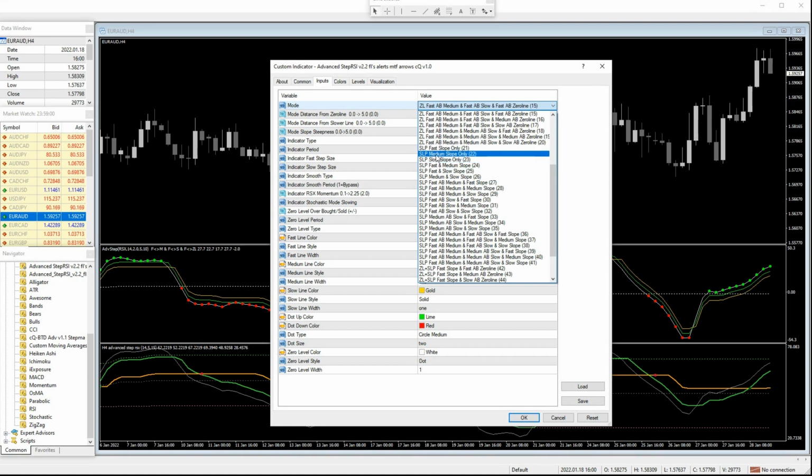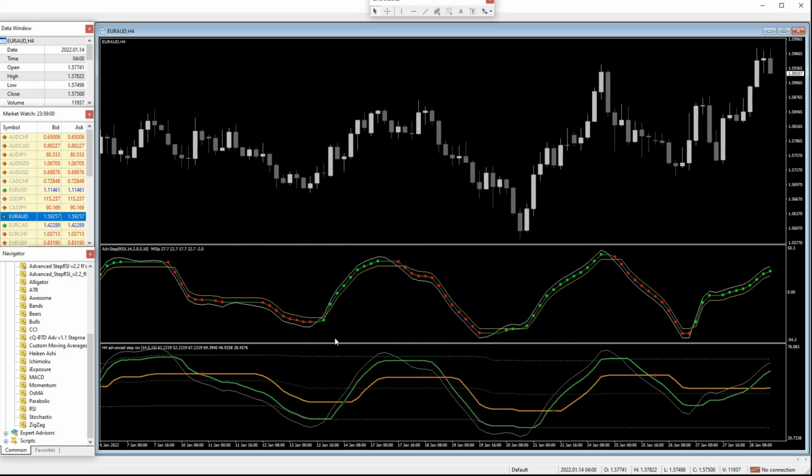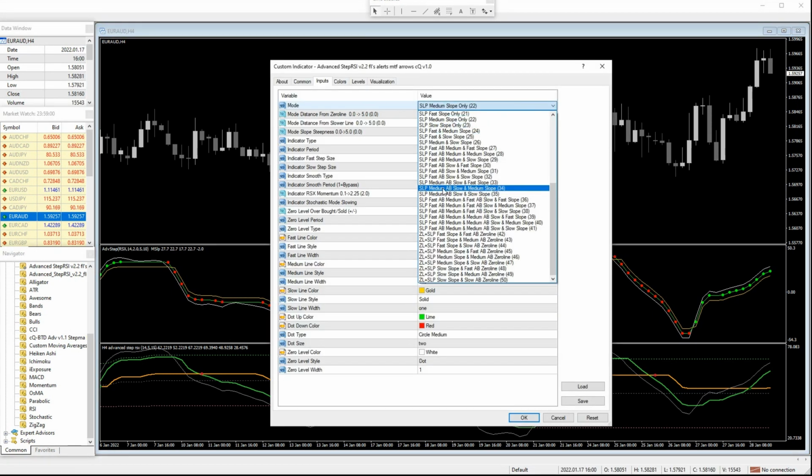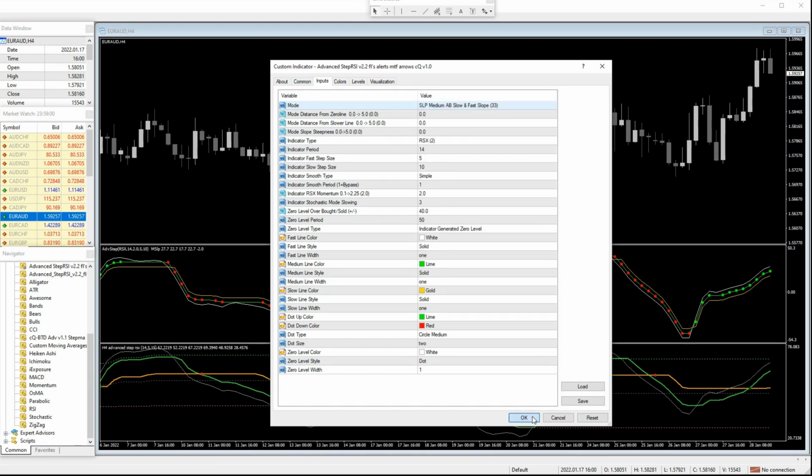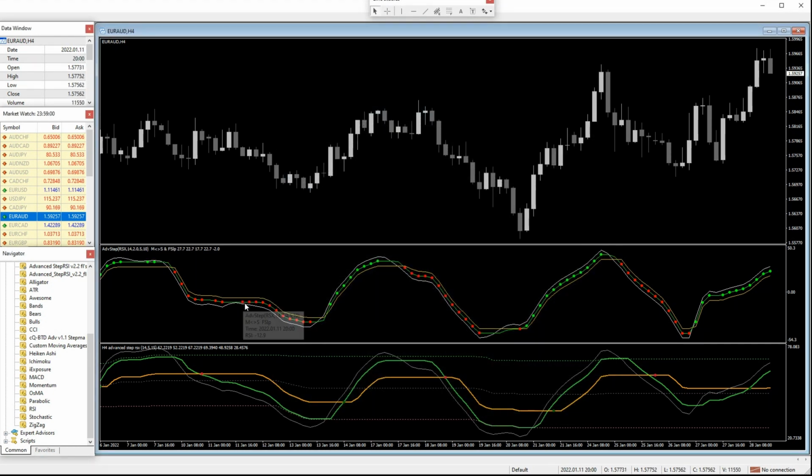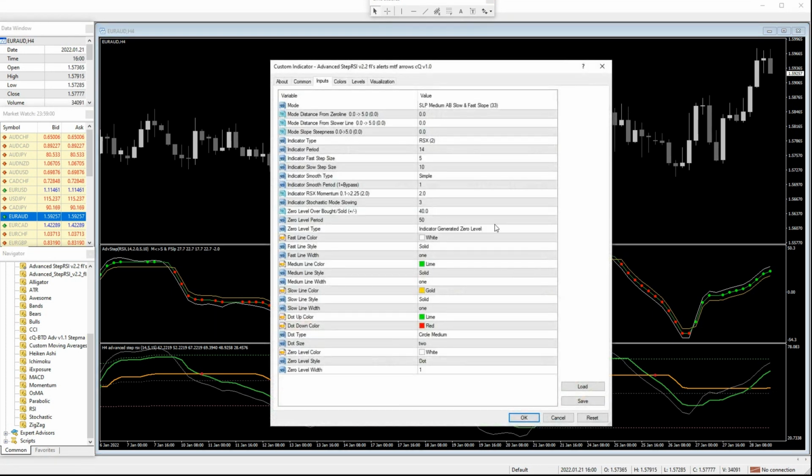For example, we'll just do the medium slope only. So it just follows the slope of the medium. If it stays the same, it doesn't draw the dot. And then, the medium has to be above the slow, and it has a fast slope. So we'll try that one. Okay, medium above the slow, for example, and the fast line, the slope has to be up. So that's what this particular one is.